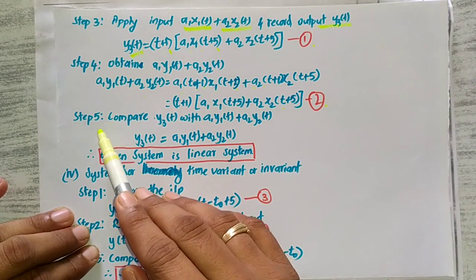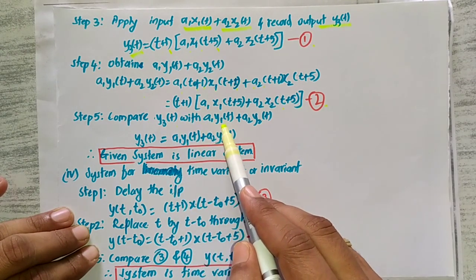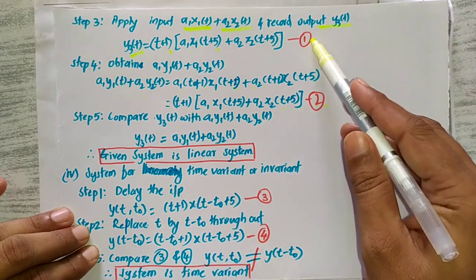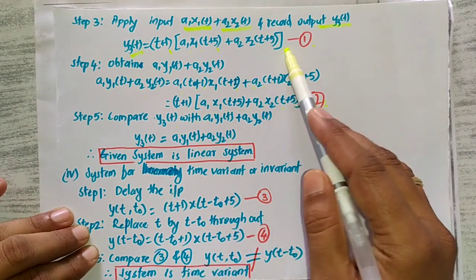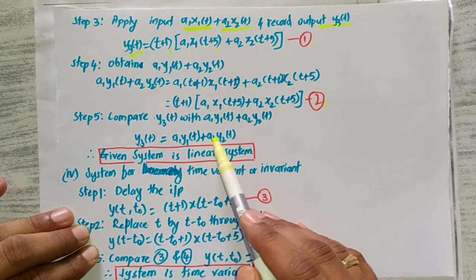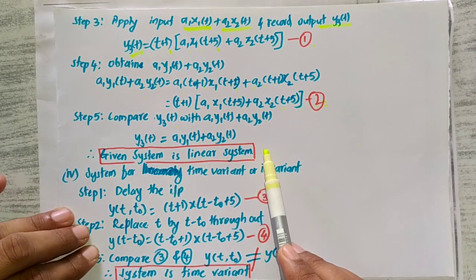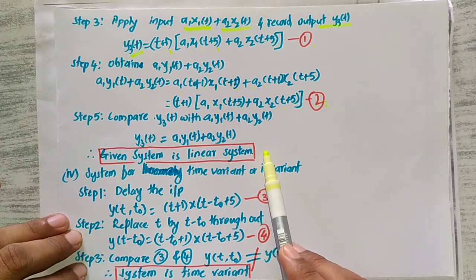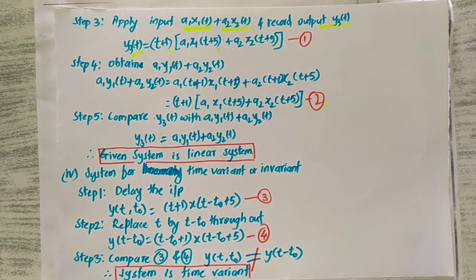Now in step 5 we will be comparing the outputs. What are the two outputs? y3 of t will be compared with a1 y1 of t plus a2 y2 of t. Both equation numbers 1 and 2 will be compared now. So what is the observation? y3 of t, whatever you got here, is the same as a1 y1 of t plus a2 y2 of t. Equations 1 and 2 are equal. Therefore the given system is a linear system. So it is following the superposition property or principle. Then we call it a linear system, otherwise it is a non-linear system. So understand the superposition property or principle, then it is very easy for you to understand the linearity of the system.